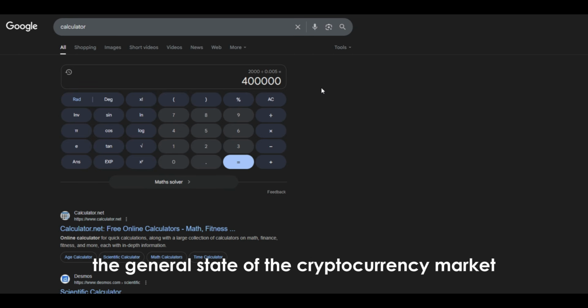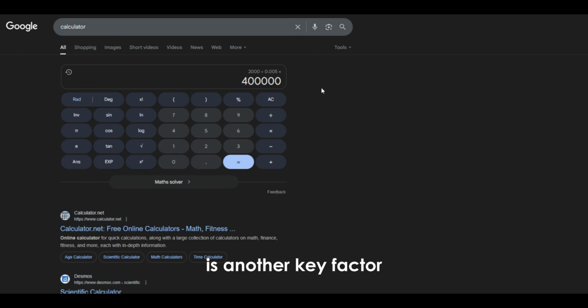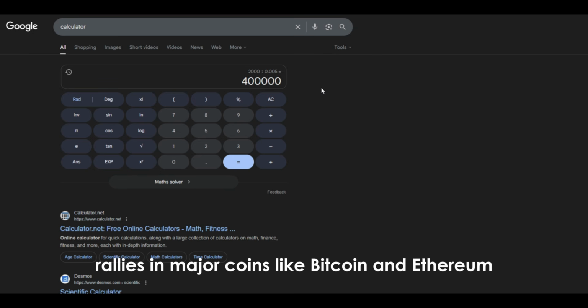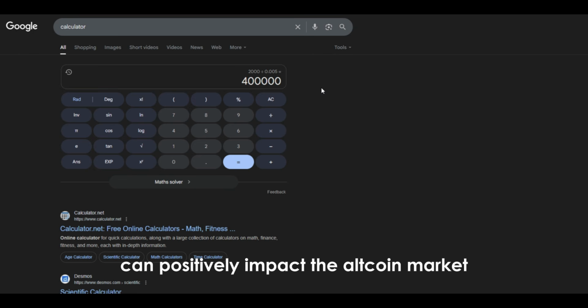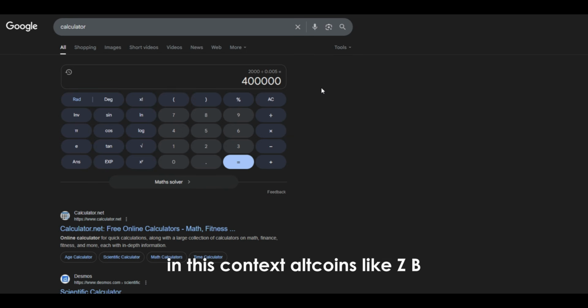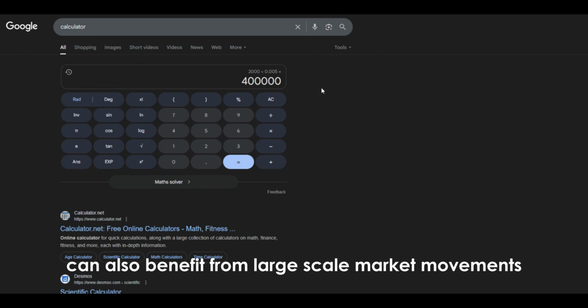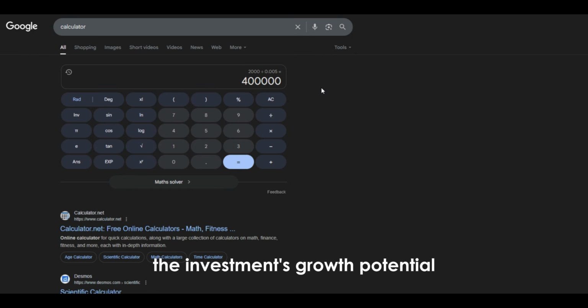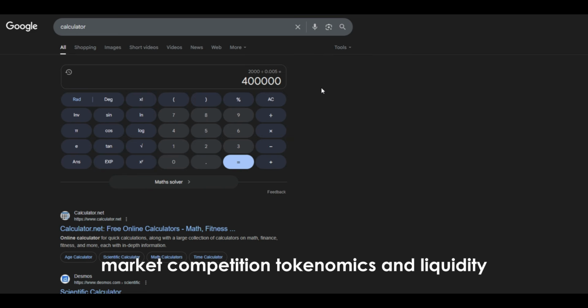In addition, the general state of the cryptocurrency market is another key factor in determining the investment's outcome. A positive market sentiment, growing investor interest, and high liquidity all support price increases. In particular, rallies in major coins like Bitcoin and Ethereum can positively impact the altcoin market, creating a chain reaction of upward trends. In this context, altcoins like Zbcn can also benefit from large-scale market movements and reach their target prices more easily. Other factors that influence the investment's growth potential include the regulatory environment, market competition, tokenomics, and liquidity.